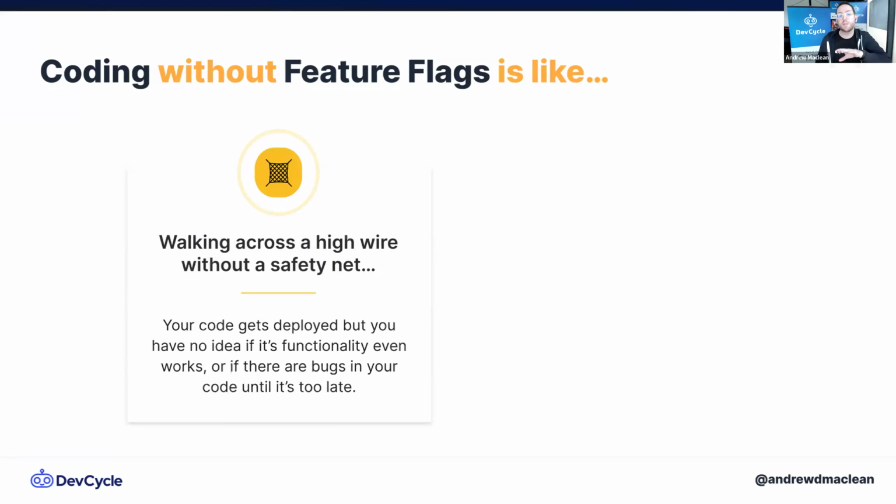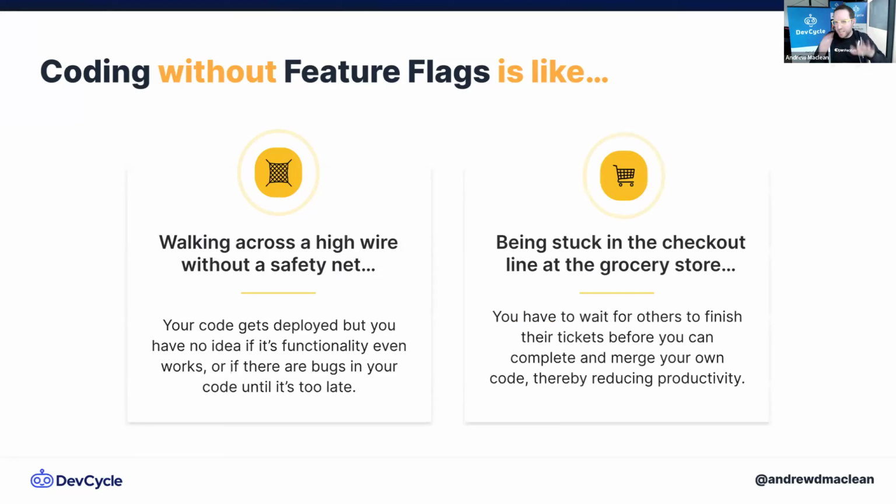Now, coding without feature flags is also, from a process standpoint, like being stuck in the checkout line at a grocery store if you're a developer. With traditional development, especially branch-based development with long-lived branches, you have to wait for others to finish their tickets before you can complete and merge your own. Otherwise, you're going to end up with a lot of merge errors and issues, and you're going to reduce a lot of the productivity that you could have.